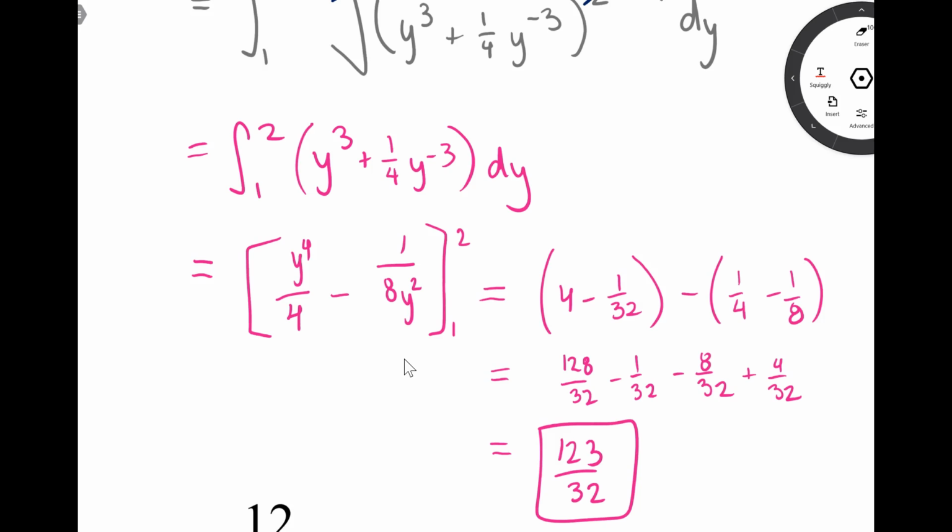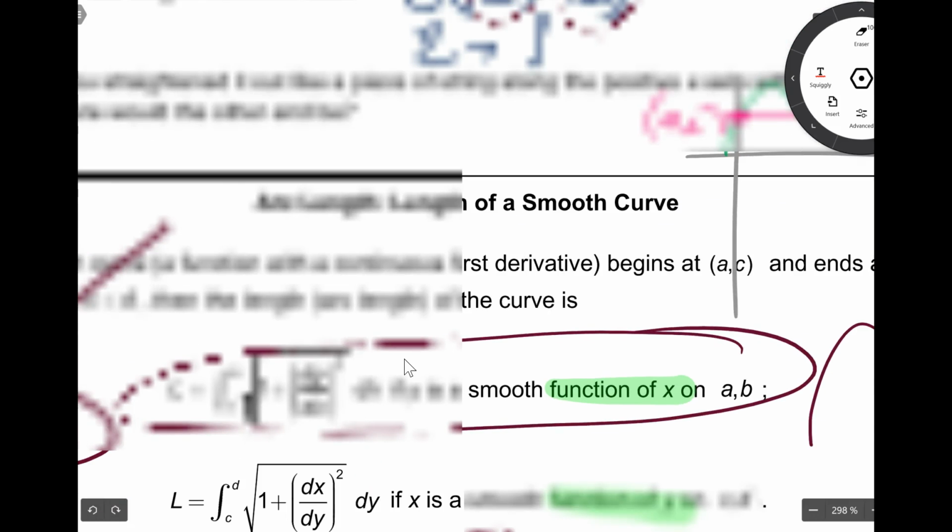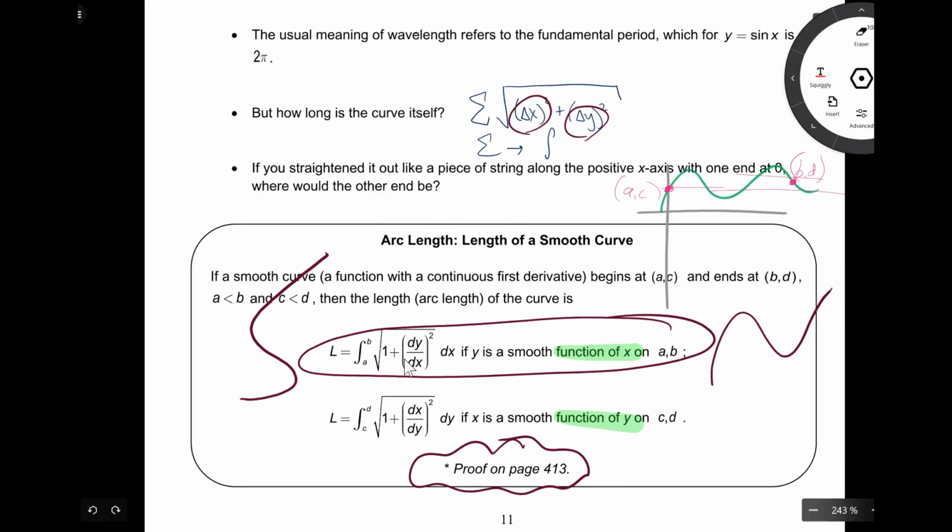Alright, so Daniel had a question about this stuff up here. Okay, so a couple things I want to make sure you're clear on. This whole smoothness.